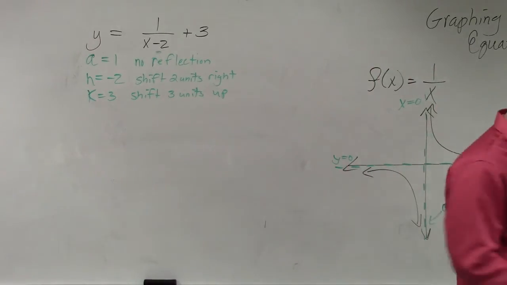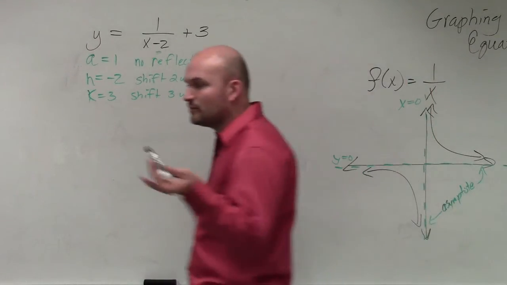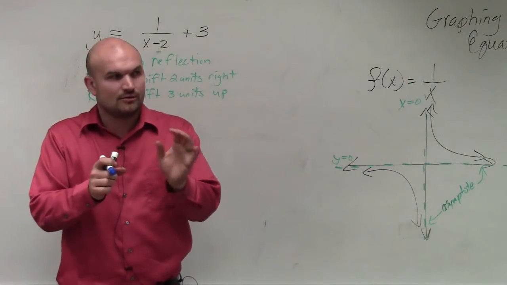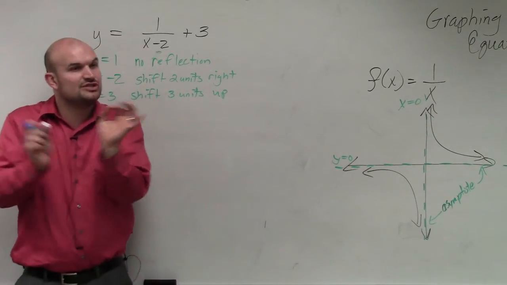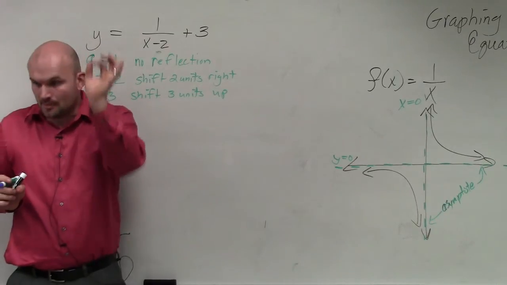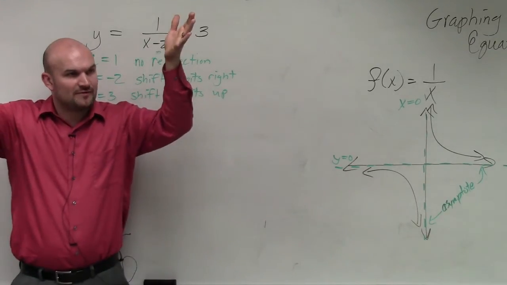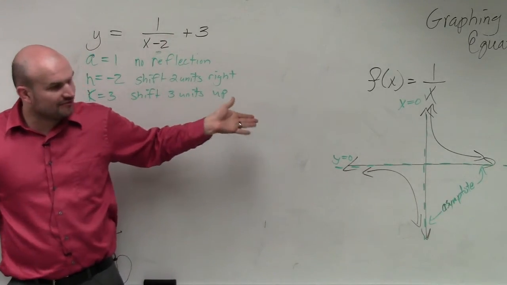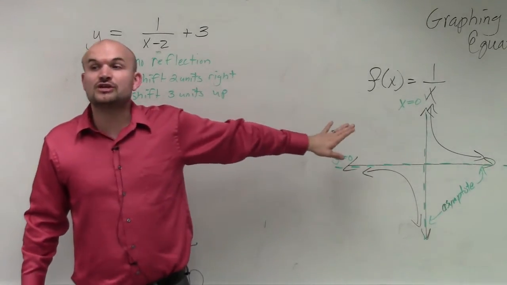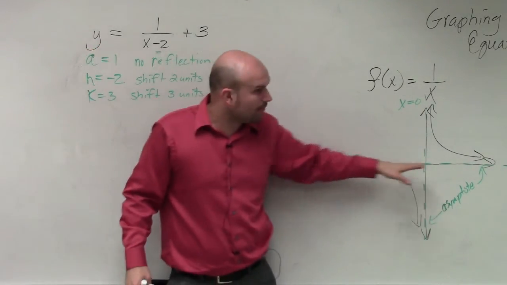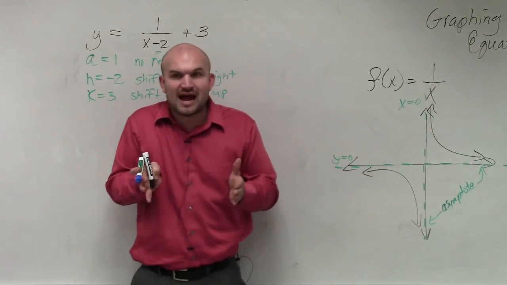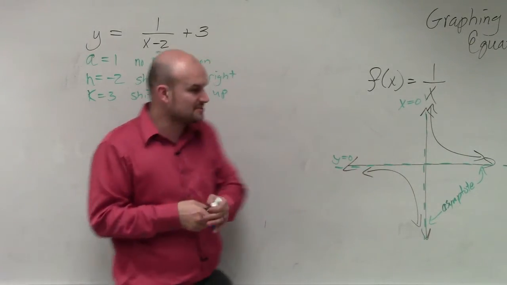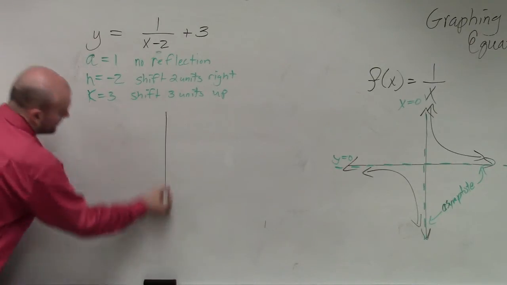Now, if you guys remember, when we were graphing parabolas, basically what we did is we used the vertex as our common point. And what we did is we shifted the vertex left or right, up or down, and then we did our graph from there. In the reciprocal function, what we're going to do is we're going to use our asymptotes. Our asymptotes are at y = 0 and x = 0. So wherever we have to shift our graph, we're going to shift our asymptotes. So we have our graph here.